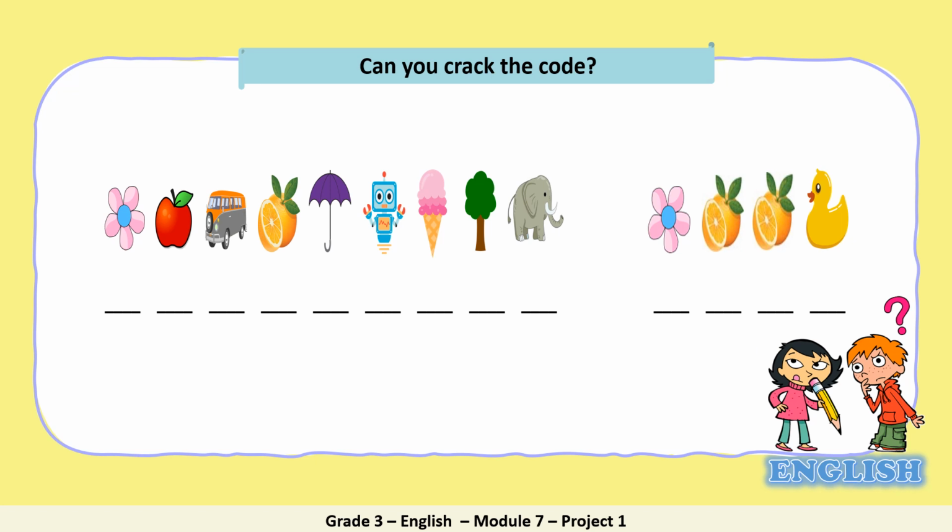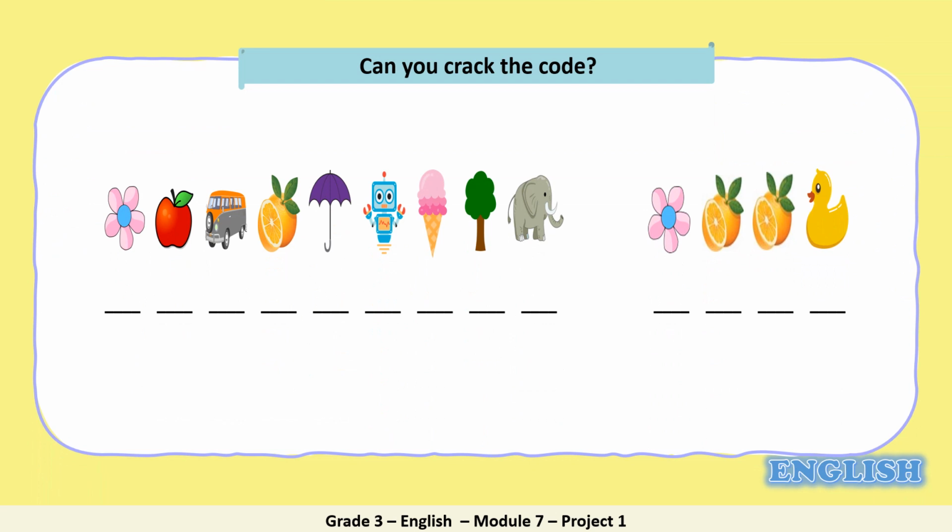Like the first picture, it's a flower. So the first letter in the title would be F, and so on. I will give you a moment to think of the remaining letters. Do you want to find out if you got the correct title? Let's find out. We said that the first letter is F for flower.